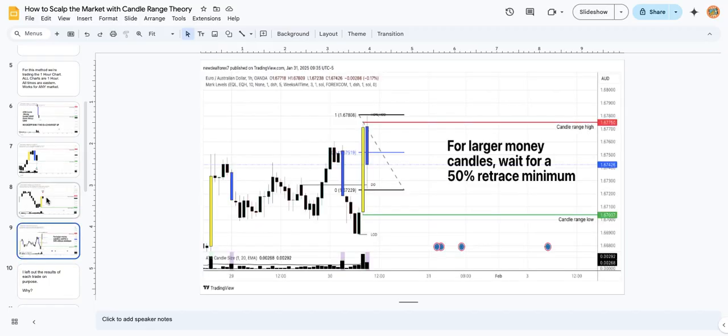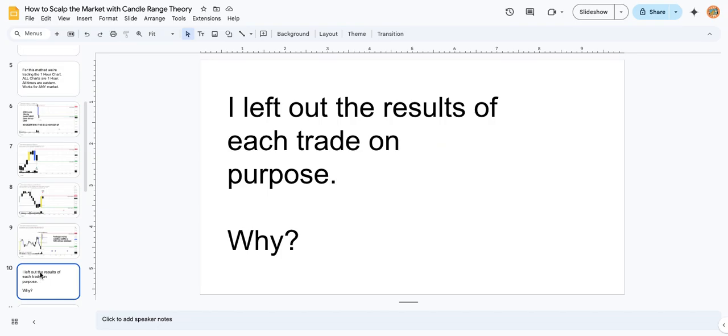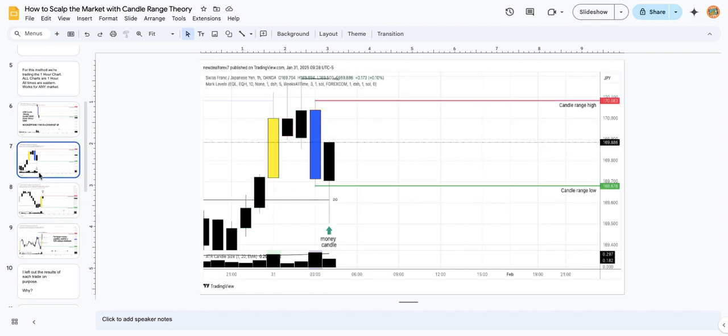So the key thing is this. When you look at all these trades, what do you notice that I showed you? I didn't show you the results. Why? Because the results don't matter. You might be thinking, what? What do you mean the results don't matter? I'm supposed to be trading and winning. No, you're supposed to be looking for this pattern and trading it without question. When you see it, you pull the trigger.